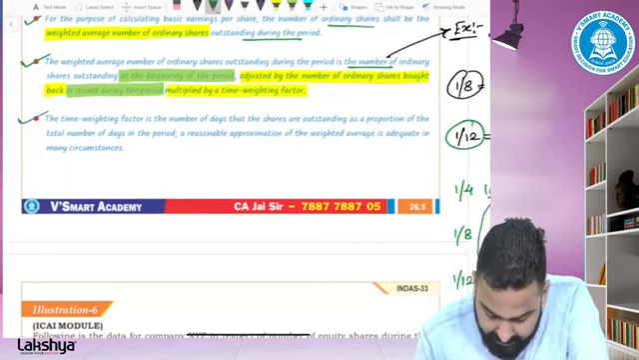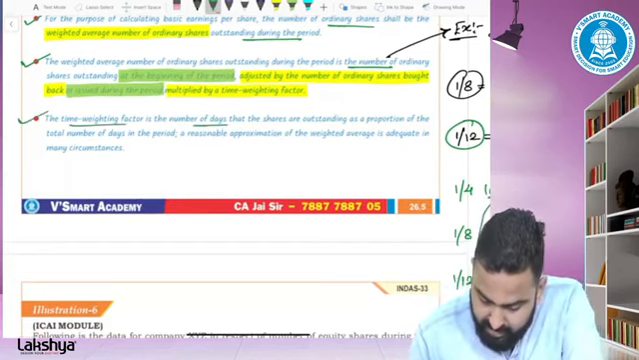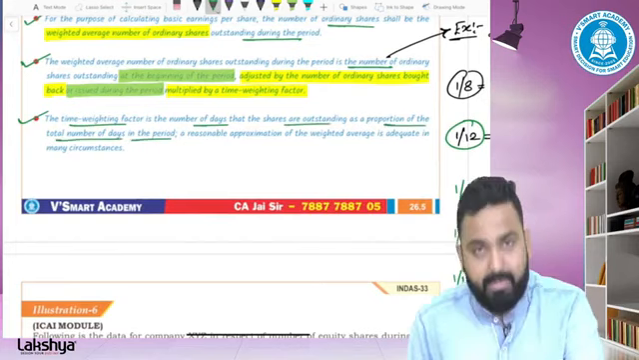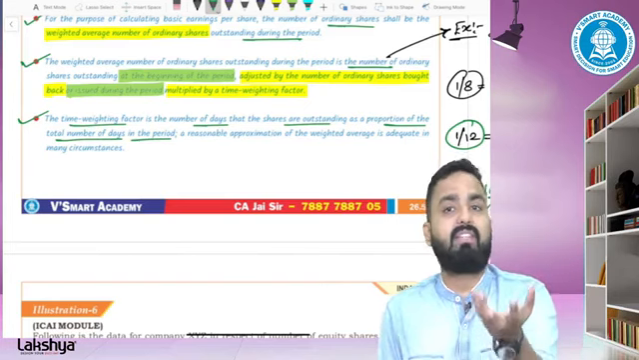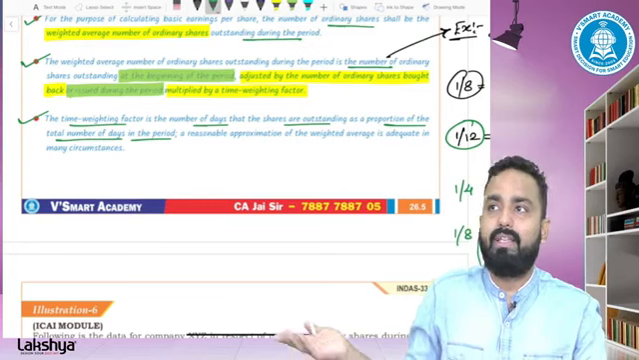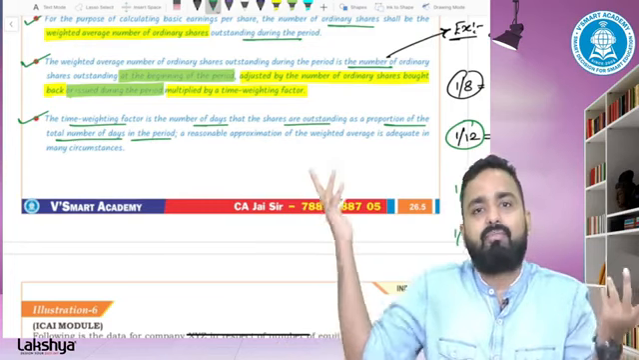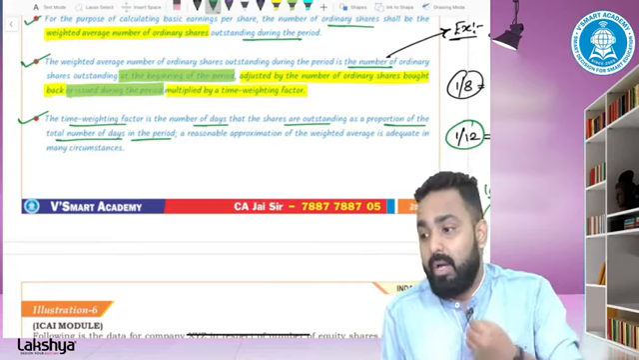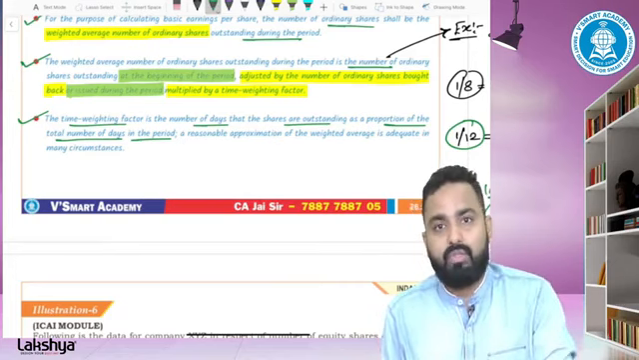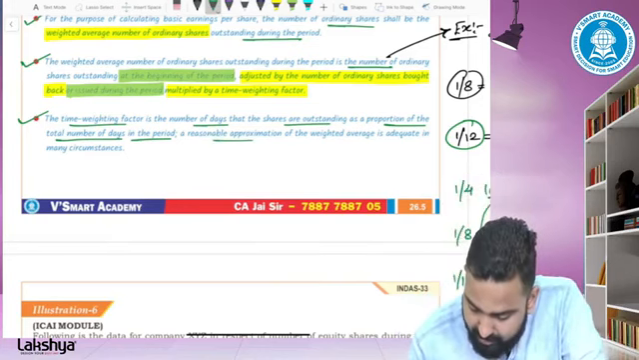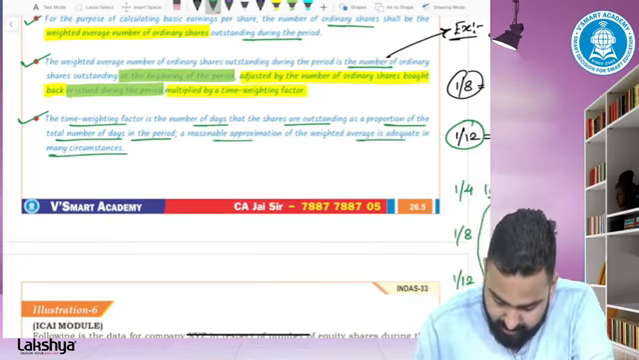Next, the time weighting factor is the number of days that the shares are outstanding as a proportion of the total number of days in the period. Total number of days in the period are 365 days. We took 12 months, in the form of months. They are saying in the form of days. Obviously, when you take days, you will get a more accurate answer. A reasonable approximation of the weighted average is adequate in many circumstances.